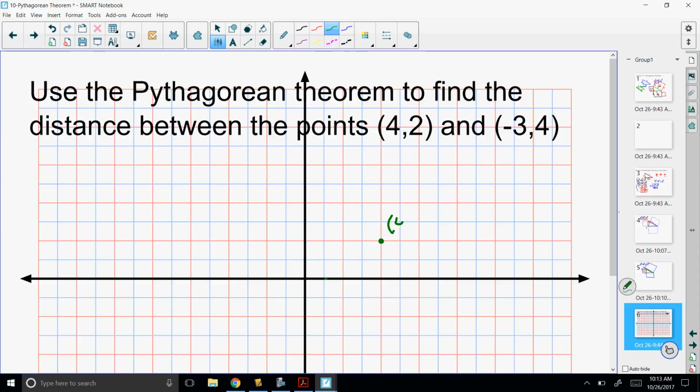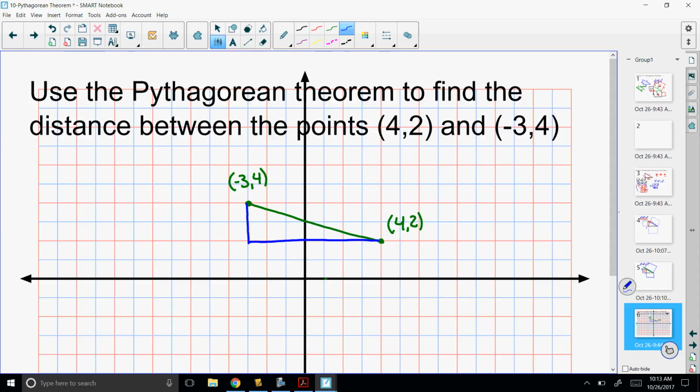There's your coordinate point (4, 2). Where's the coordinate point (-3, 4)? I go from the origin and I go left 3, up 4. There's your coordinate point (-3, 4). They want to know what is that distance between those 2 points. And they're telling me to use Pythagorean theorem. How can I use Pythagorean theorem? I can make a right triangle. I can drop this down and move this across.